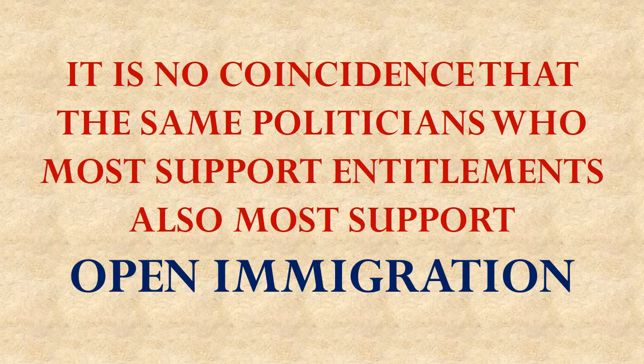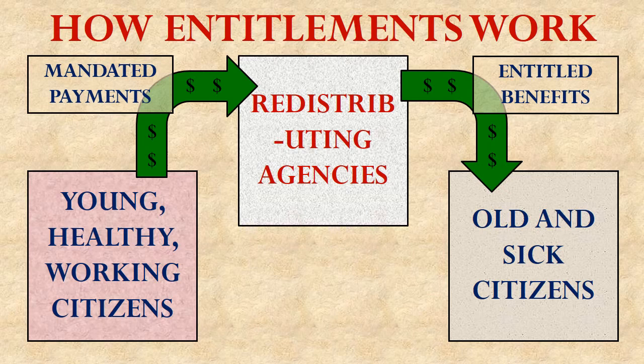Well, there's no coincidence that the same politicians who are most supportive of entitlements are also the politicians who are most supportive of open immigration. Now, why would that be? Let's go back to our diagram and we can explain it. All right, so remember that we had a diagram of how Social Security works and how Obamacare works. Now we're just going to have a general diagram of how entitlements work.